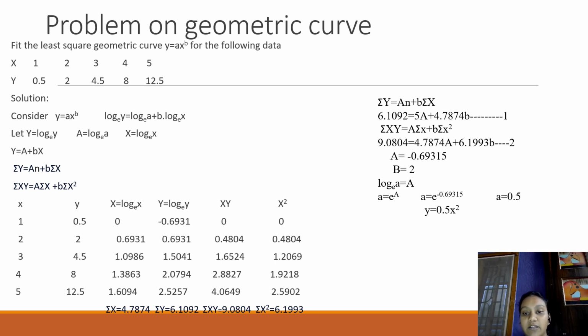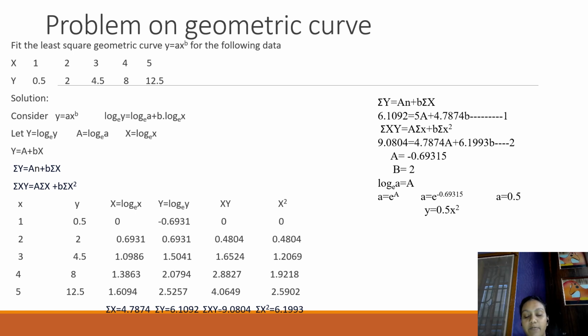And substituting the values in the equation, summation of capital X into Y equals capital A into summation of X plus B into summation of X square, we are going to get the equation as 9.0804 equals 4.7874 into capital A plus 6.1993B, which will be equation 2. Now, by solving both equation 1 and 2, we are going to get capital A equals minus 0.69315 and capital B equals 2.